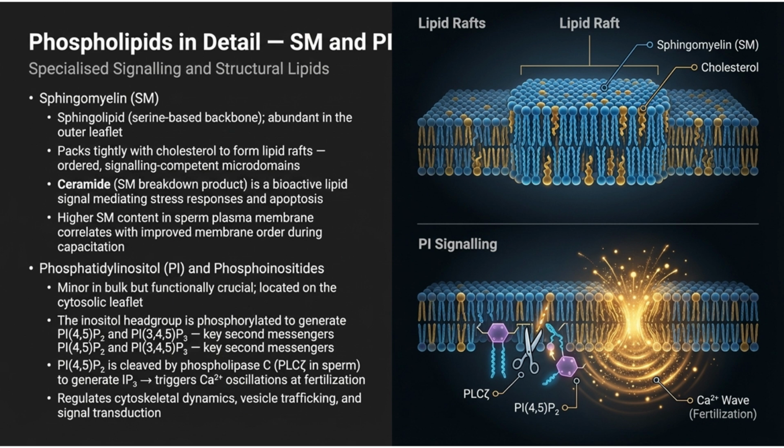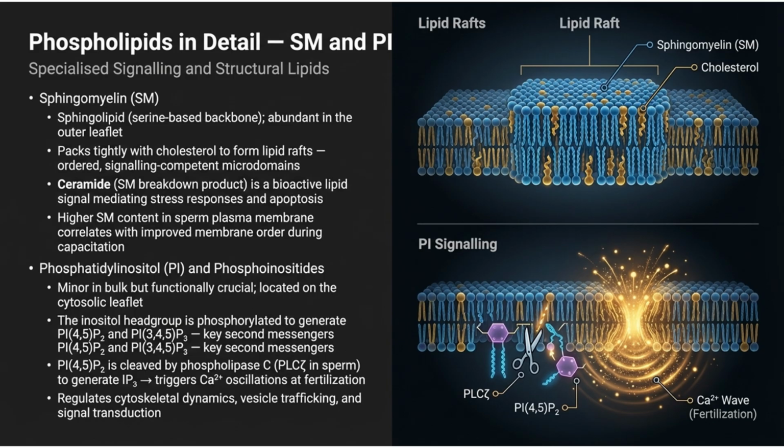In sperm, higher sphingomyelin content in the plasma membrane has been correlated with improved membrane order during the capacitation process. Capacitation involves a carefully orchestrated series of membrane changes that prepare the sperm for the acrosome reaction and fertilization, and the structural integrity provided by sphingomyelin-cholesterol interactions appears to be important for getting that process right.